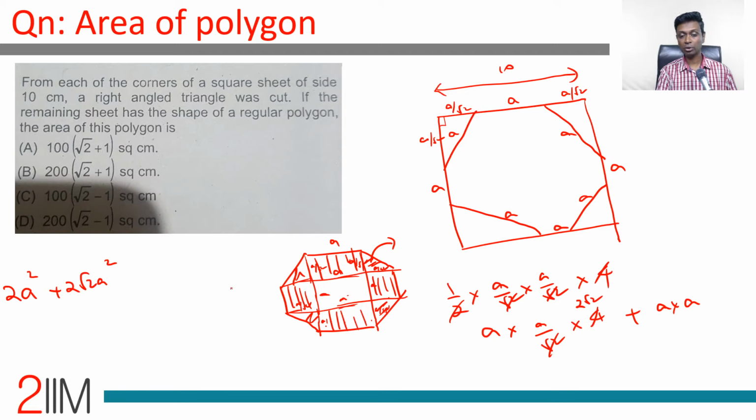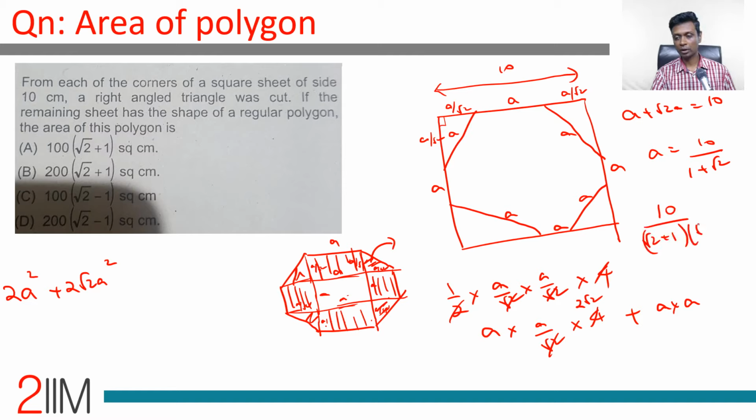2A square plus 2 root 2 A square. Fine. Now a plus root 2a equal to 10, or a is 10 by 1 plus root 2. That is 10 by root 2 plus 1 into root 2 minus 1 by root 2 minus 1. Root 2 plus 1 into root 2 minus 1 is 1. So 10 into root 2 minus 1 is a.